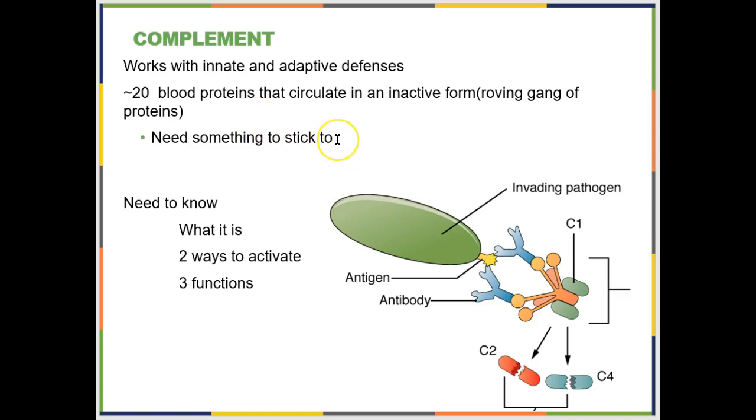And what this really means is they need something to stick to. So you're going to see that there are two ways to activate complement. What we have here is one way, which is through antibodies. So the antibodies here, these two blue things, stick to a protein on the surface of this bacterium, and then the complement, this C1 protein, sticks to that. And this is sort of the first domino. Once you get complement sticking to something, all hell breaks loose.